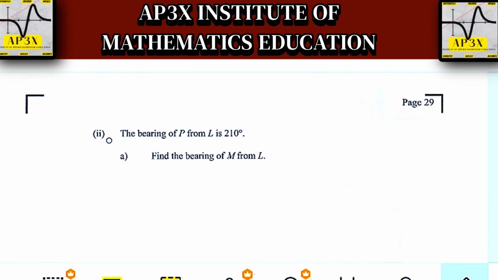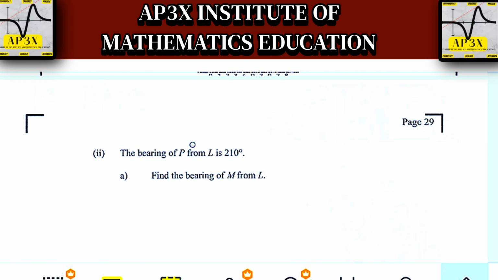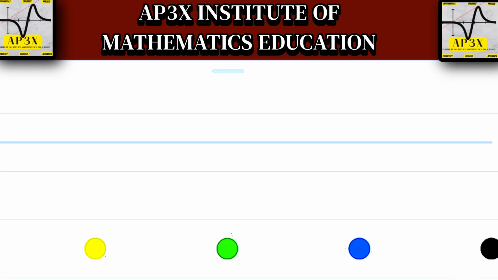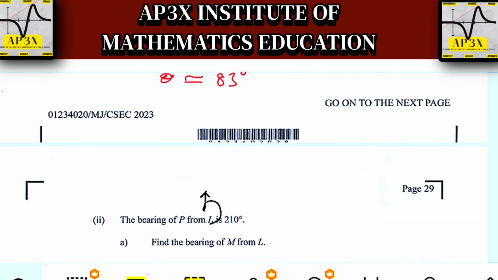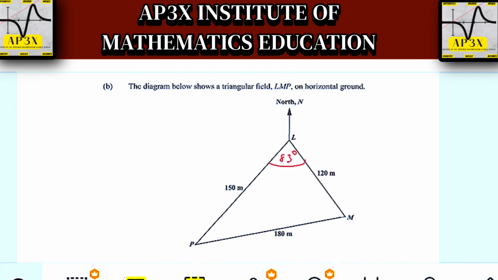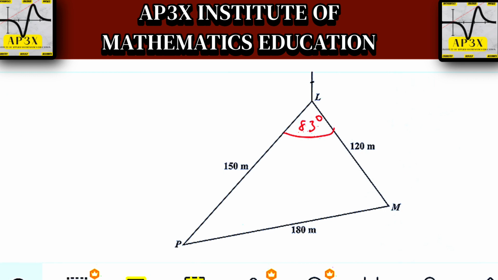It says we are to calculate the bearing of P from L. They're telling us that the bearing of P from L is 210. So we have to draw a north line at L, come around all the way to P, and that angle is going to be 210. A north line is already at L, so coming around like this all the way to P gives us 210 degrees. Okay, noted.